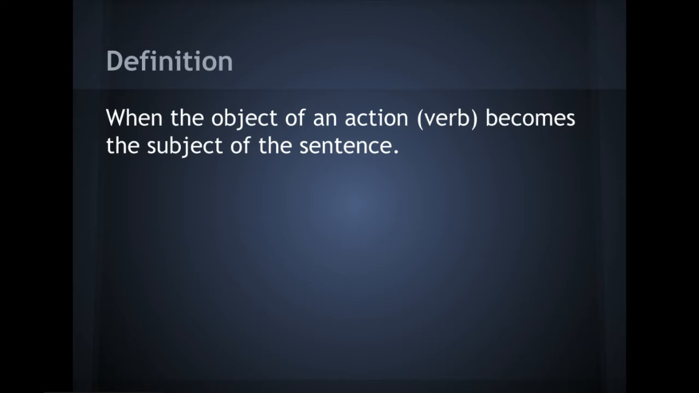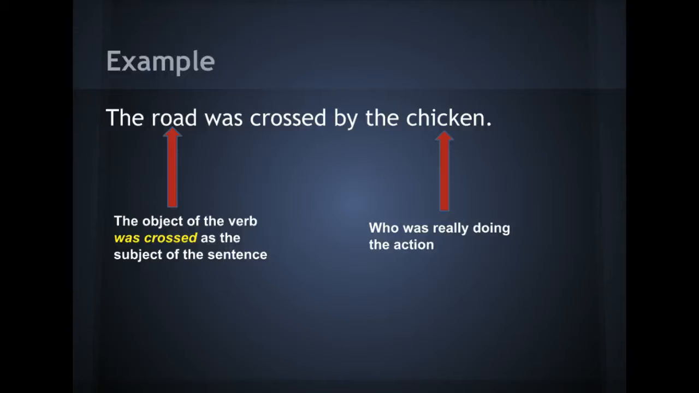A sentence is passive when the object of an action, or the verb, becomes the subject of the sentence. For example, in this sentence, the road was crossed by the chicken. The object of the verb was crossed is the road. So the verb is was crossed, and the object, what was crossed? The road was crossed. But that is in the position of the subject of the sentence.